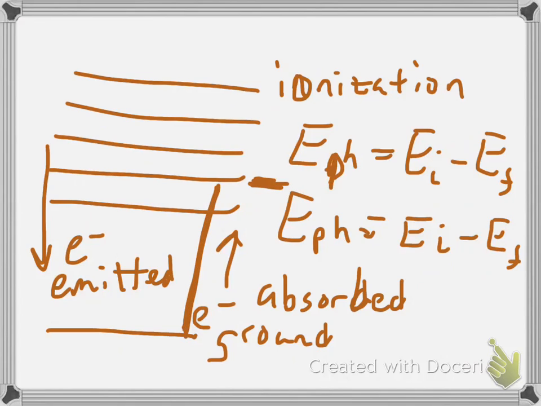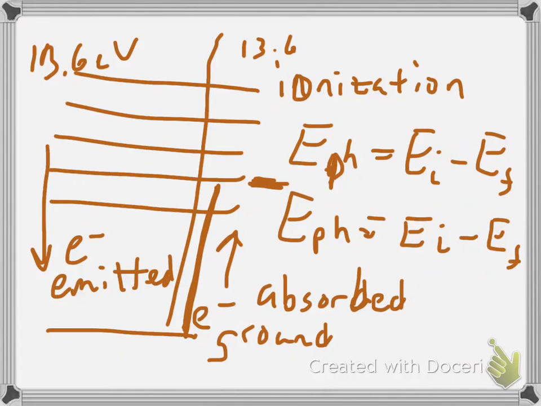The only exception is if it ionizes the electron. So let's say for hydrogen this is 13.6 electron volts. So let's say it absorbs 15 electron volts. So that takes it well beyond the ionization point. So 13.6 electron volts go to ionization. Whatever's left over, which would be 1.4 electron volts, goes to the kinetic energy of the electron once it leaves the hydrogen atom.